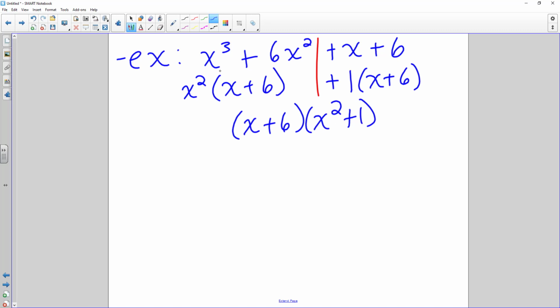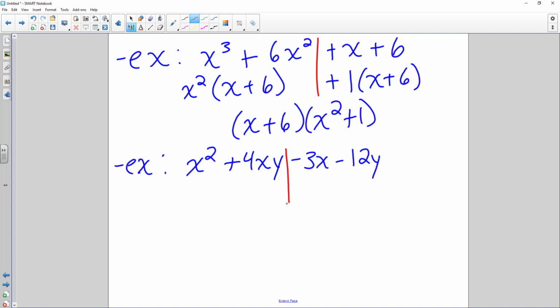X times x squared is x cubed. X times 1 is x. 6 times x squared, 6x squared. 6 times 1 is 6. So I was able to factor it. Okay, one more actually. So the next one, x squared plus 4xy minus 3x minus 12y.